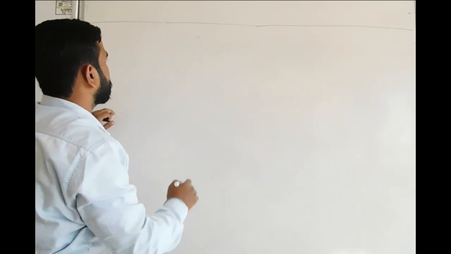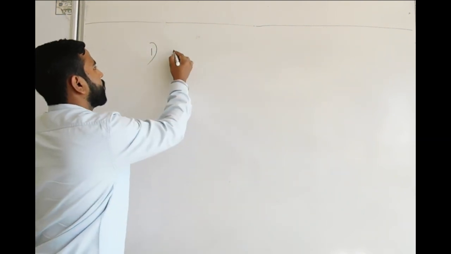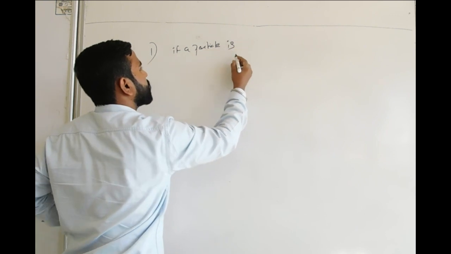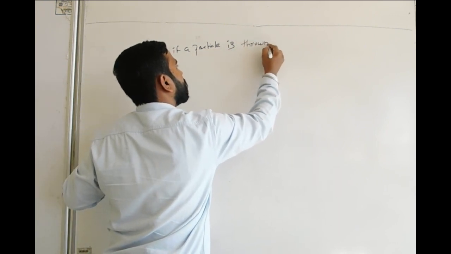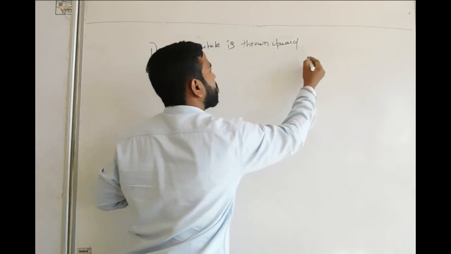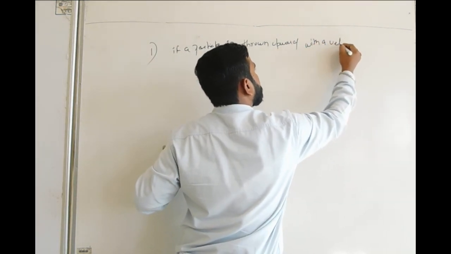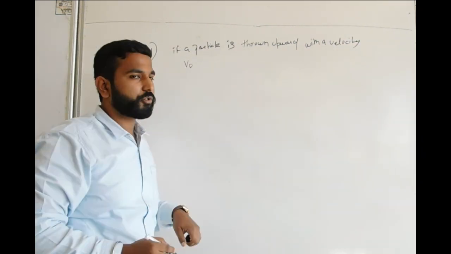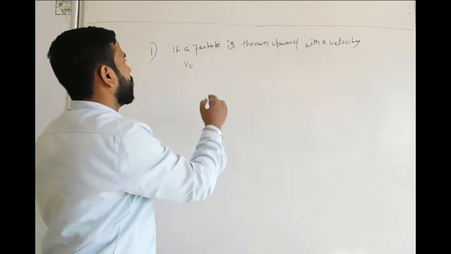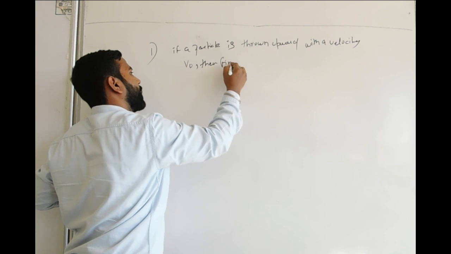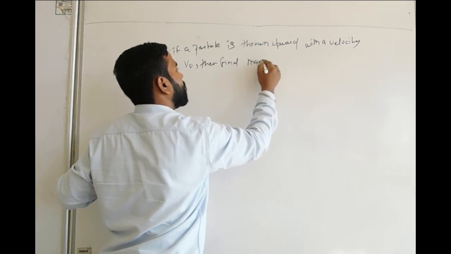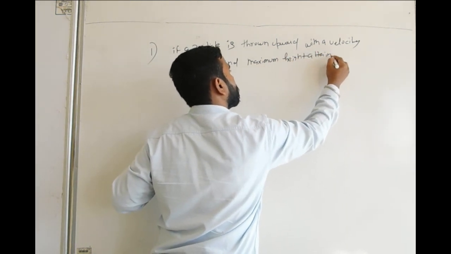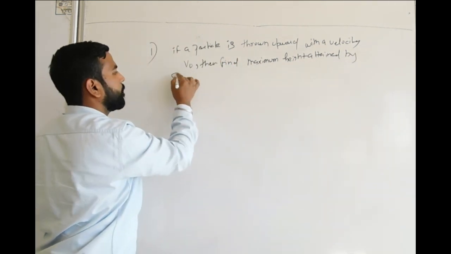So the first question on your screen is: if a particle is thrown upward with a velocity v naught, then find the maximum height attained by the particle.